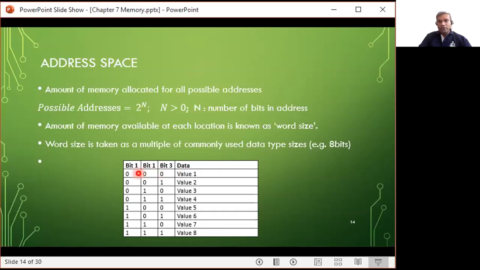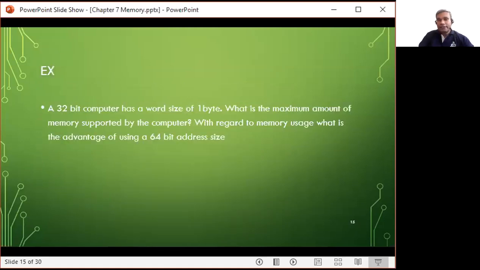Now let's do a small calculation. Remember, using the number of bits in the address, you can calculate how many unique addresses you can give. And for each of these unique addresses, you will have a place to store the value. The size of that storage is known as the word size. Now remember, word size is per address. So if you have 8 addresses, you will have a word size for each of these. So if the word size is 8 bits, you can store 8 bits here, another 8 bits here, another 8 bits here, like that.